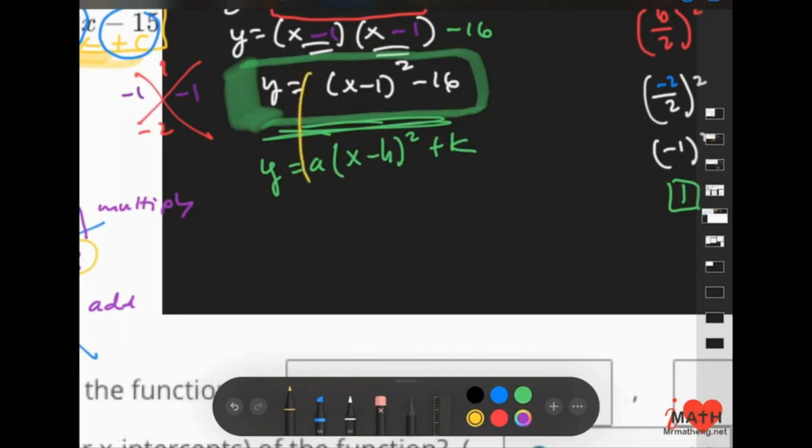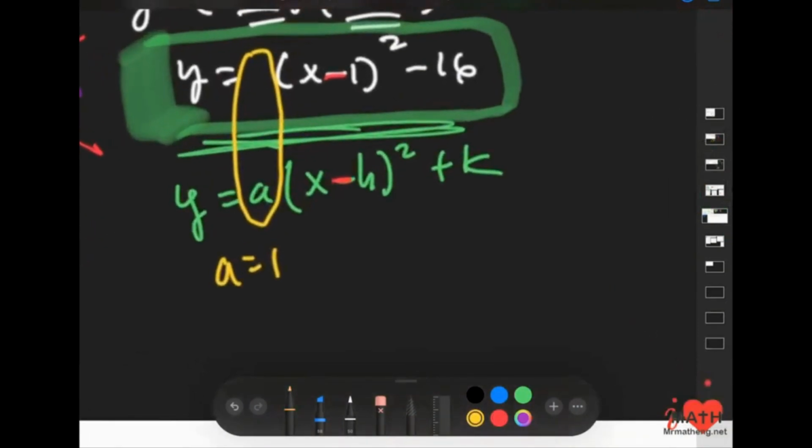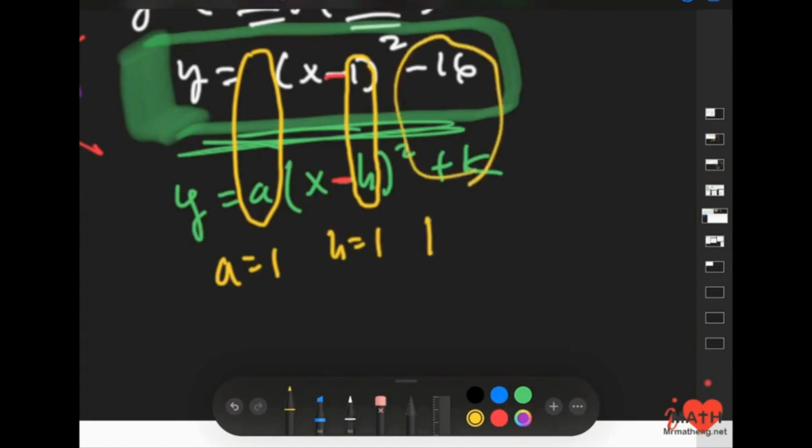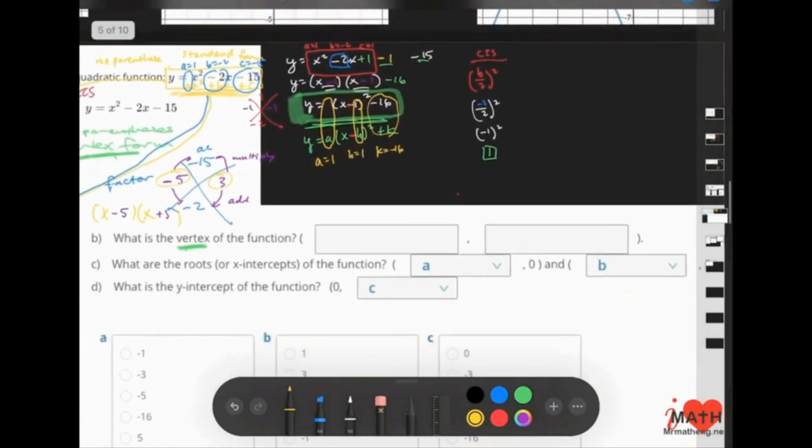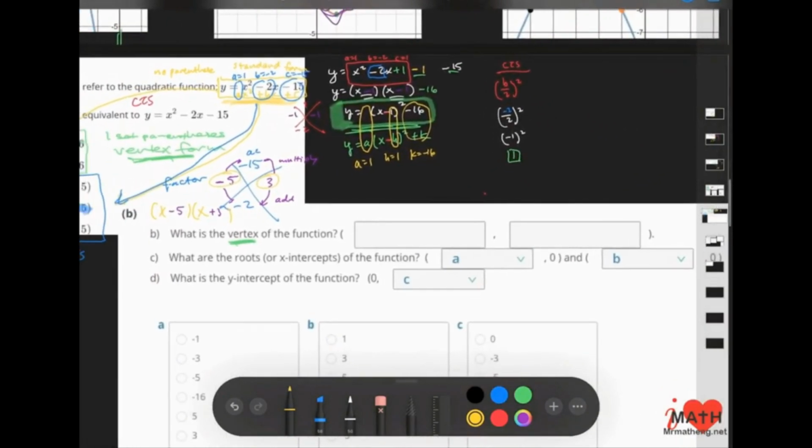So, A is 1. Okay, let me do it again. There has to be this minus sign. So, try to painfully look. Don't circle the minus sign. See that? H is positive 1. Some students think of it as the opposite. K is negative 16. Okay, so what does that tell us? It tells me that the vertex of the function is 1, negative 16.